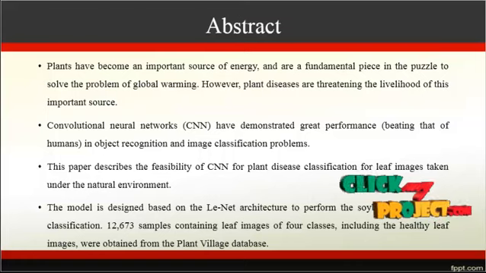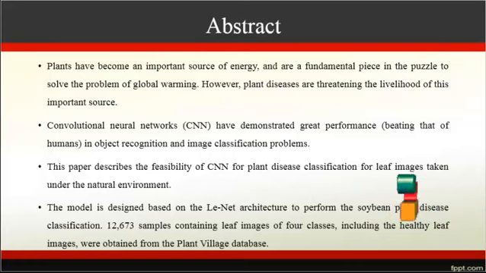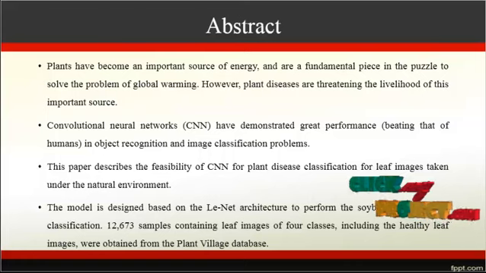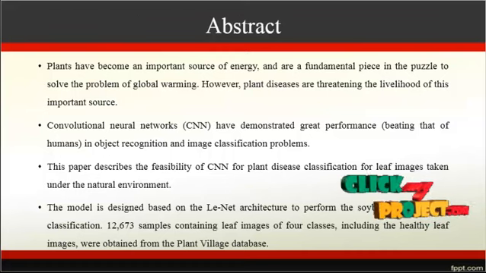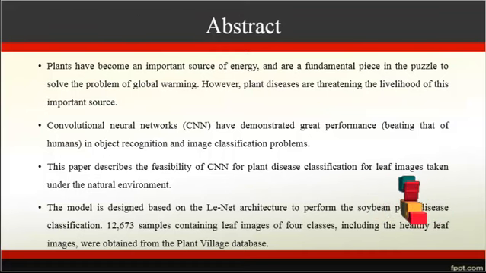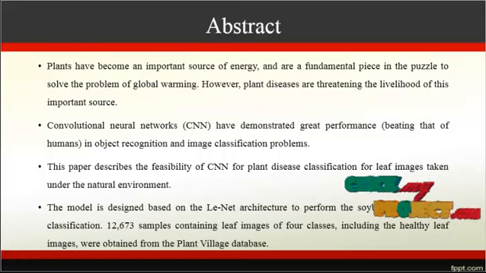Plants have become an important source of energy and are a fundamental piece of the puzzle to solve the problem of global warming. However, plant diseases are threatening the livelihood of these important sources. Hence, in this process, we use the convolutional neural network, that is the CNN, which has demonstrated great performance in object recognition and image classification problems. For that reason, here we use the convolutional neural network for better recognition.